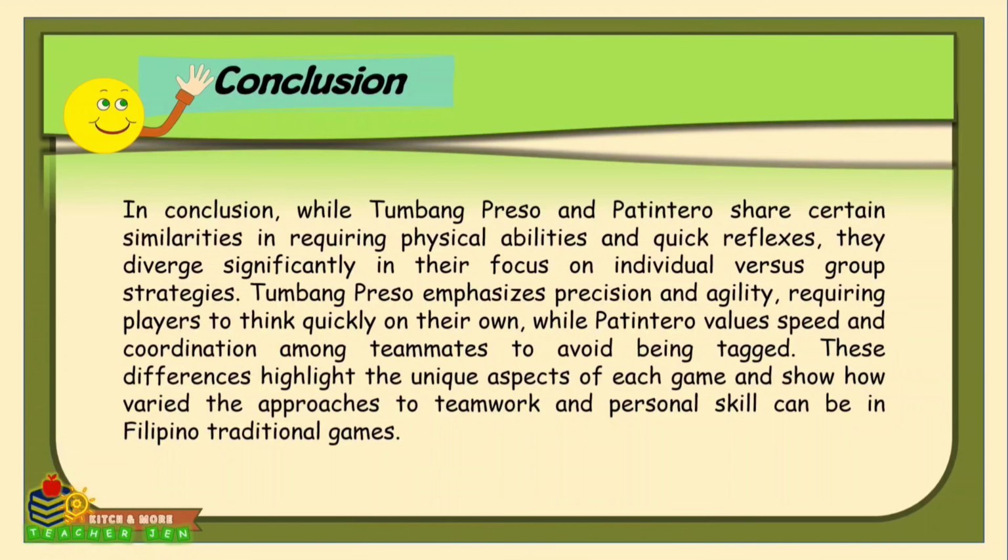Then there is also the reinforcement of the thesis. Tumbang Preso emphasizes precision and agility, requiring players to think quickly on their own, while Patintero values speed and coordination among teammates to avoid being tagged. And lastly, there is what we call the final thought or judgment. These differences highlight the unique aspects of each game and show how varied the approaches to teamwork and personal skill can be in Filipino traditional games.